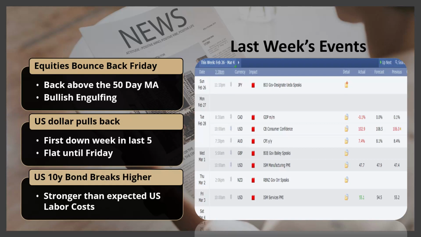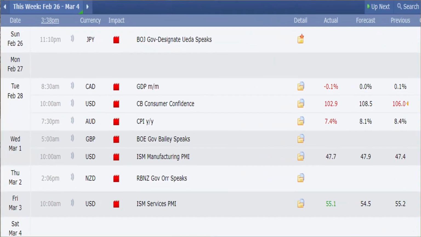But we are now solidly back above the 50-day moving average with a big bullish engulfing candle on Thursday and a nice confirmation candle on Friday. So we are ending the week off super, super strong. By the end of the week, the dollar had pulled back for the first week in 5 weeks, but pretty much it was flat until Friday. And we did see the 10-year bonds spike a little bit. We'll take a look at that chart as well.